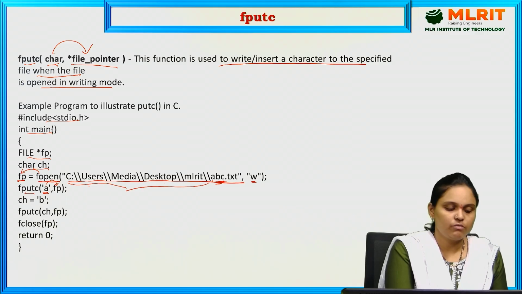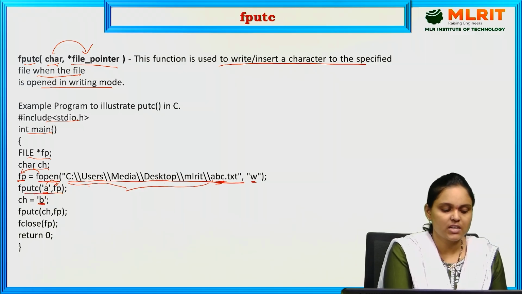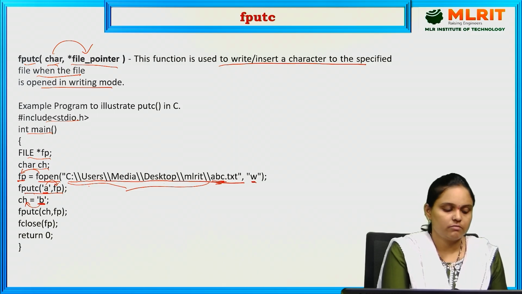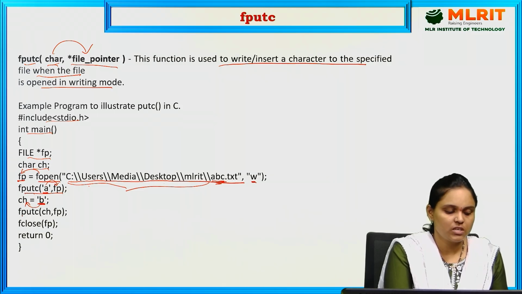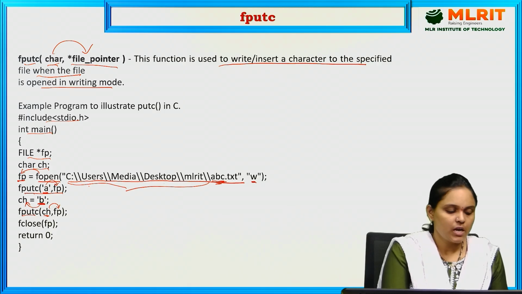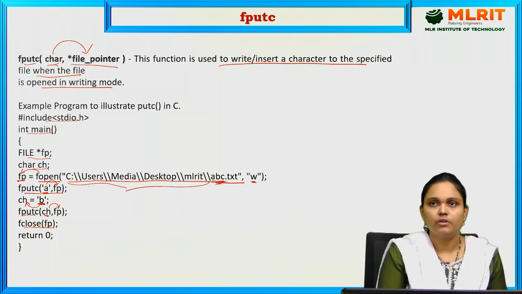So this is one way to write, and the other way is we can assign some value to a variable. Here the b value I am assigning to this ch variable. So the b character I am storing in the ch variable. By using fputc with ch, which holds the b character, the b is written into the file by using its file pointer name, and by using fclose, we are closing that particular file.